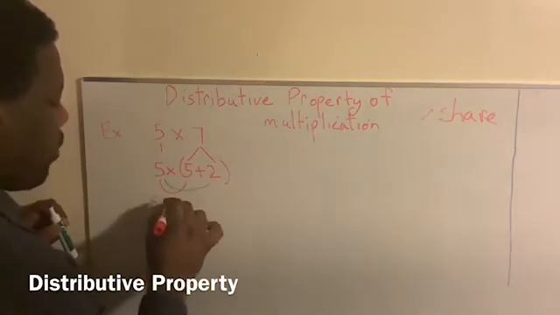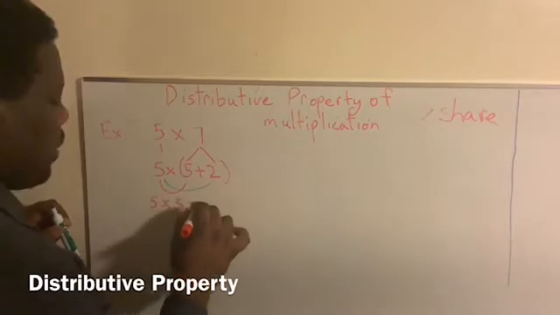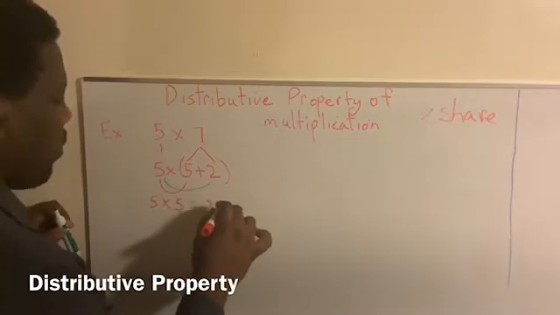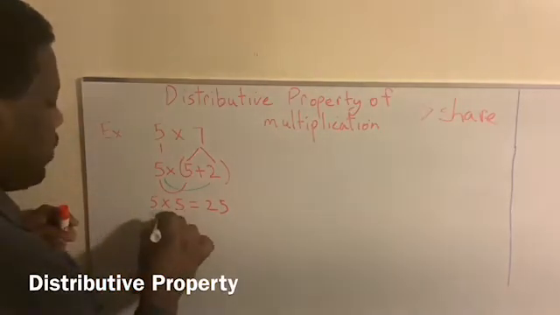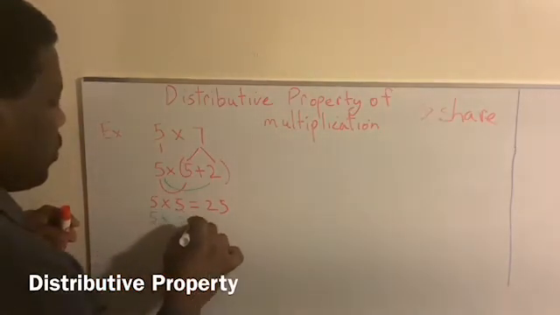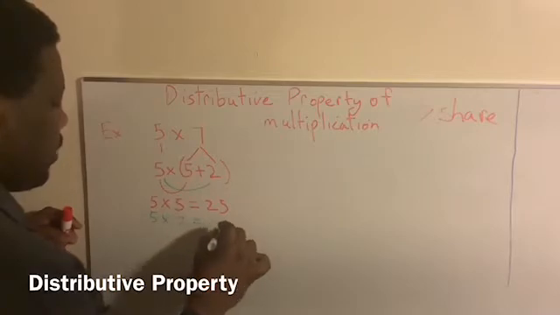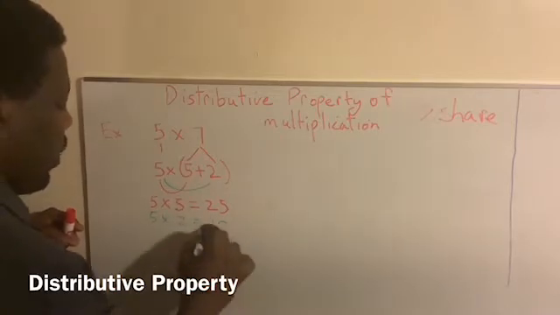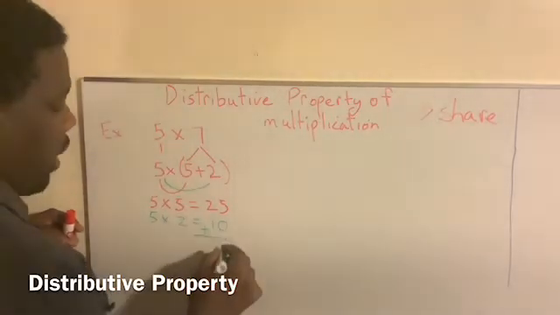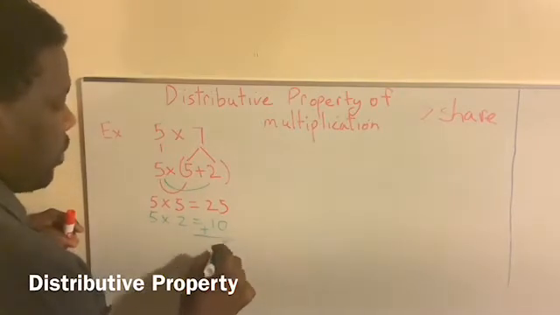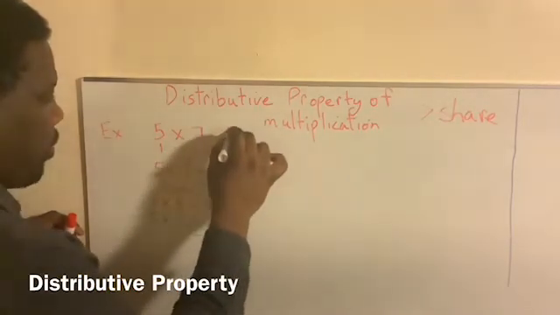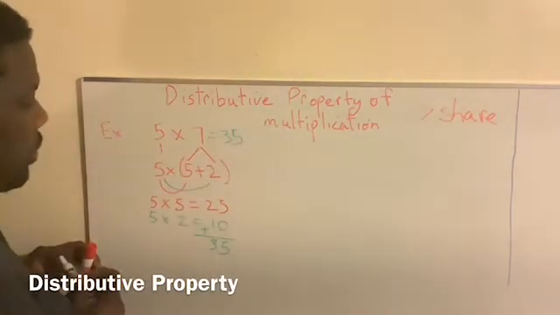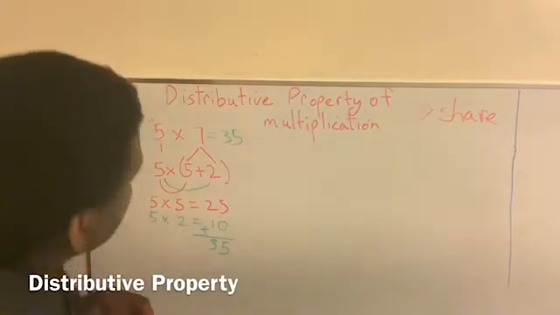5 times 5 is equal to 25. 5 times 2 is equal to 10. And we add our answers. 5 and 0 is 5. 2 and 1 is 3. So 5 times 7 is equal to 35. Let's try another example.